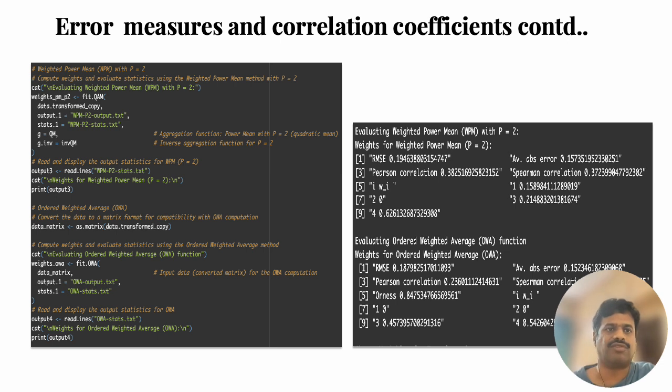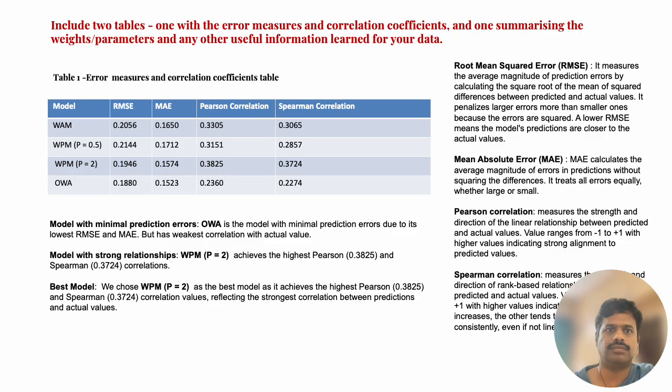Similarly, we do it here for the weighted power mean with p equal to 2. And before doing it for OWA, we transform the data set to a matrix and then pass it to the OWA function, and then display the output. So we have two tables, one with error measures and correlation coefficients, and the other one with weights and parameters.